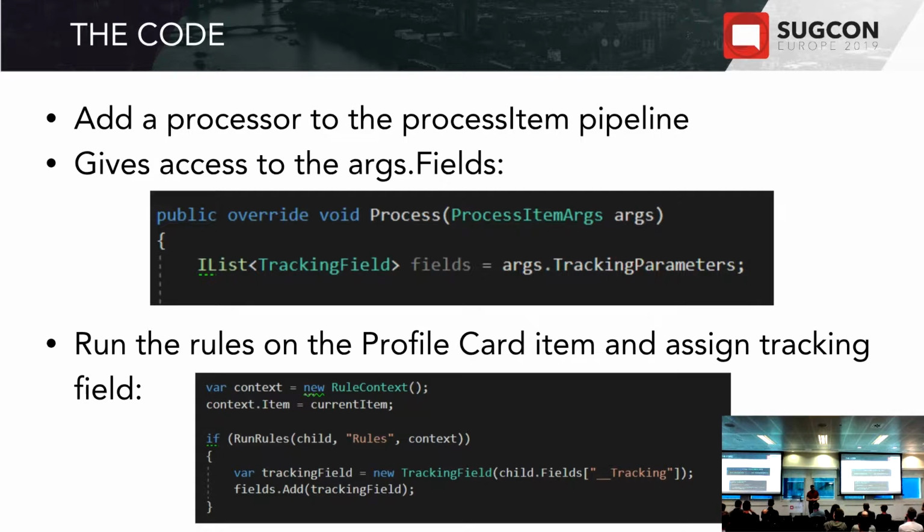But it's very simple. You just run the rules that are on the rules field, and then there is a tracking field that is one of the standard fields on Sitecore. You just pass it into this field, add it to the collection, and whatever tracking parameters you have, or any tag and profile cards you have on that item are automatically added to it. I was quite surprised by how few lines of code I needed to actually do this. It was a relatively simple thing to implement.